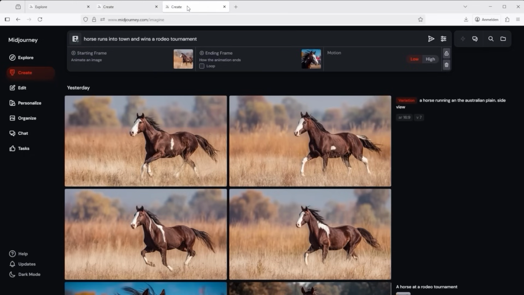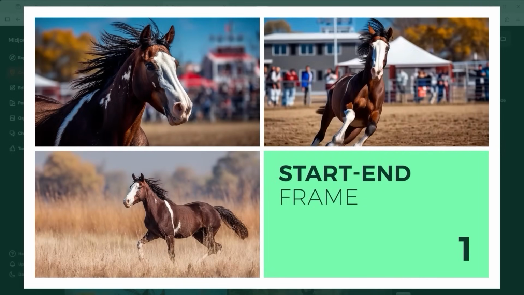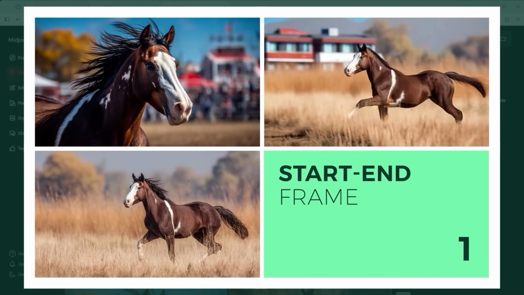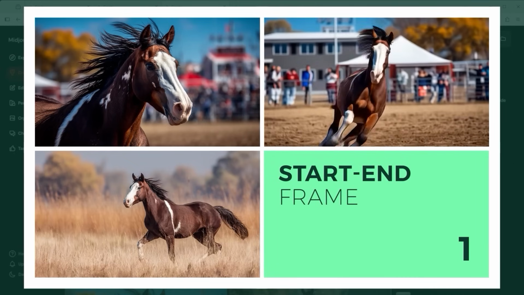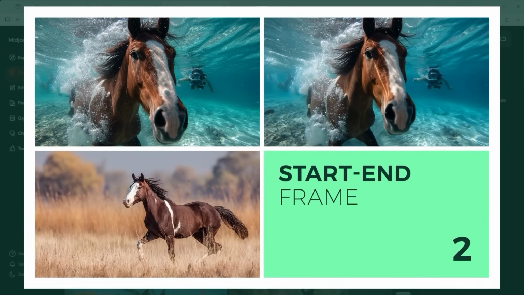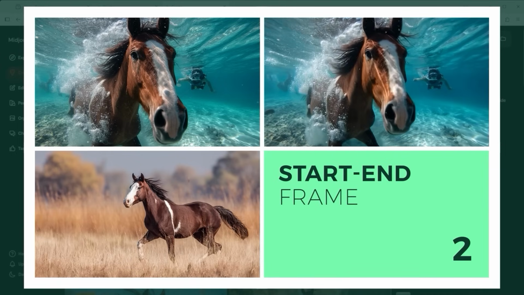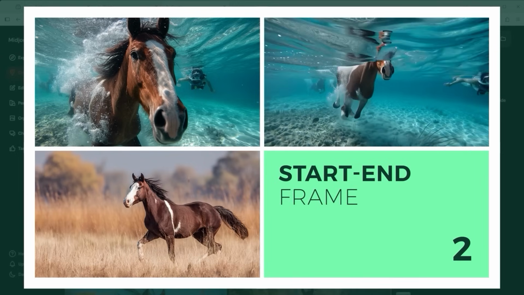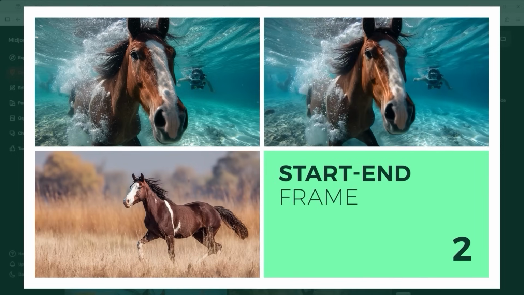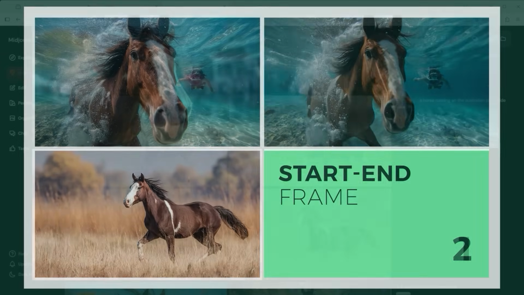Here's a quick example. The starting frame shows a horse in the steppe. The ending frame shows a rodeo tournament. The prompt was, horse runs into town and wins a rodeo tournament. Honestly, I'm surprised how well this worked. The second example was trickier. The prompt said, a horse dives into the crystal clear ocean, water splashing around its body. A diver with goggles follows close behind. Visually complex, and it shows that one didn't fully land. So in cases like that, just start a new sequence. It's often the better choice.